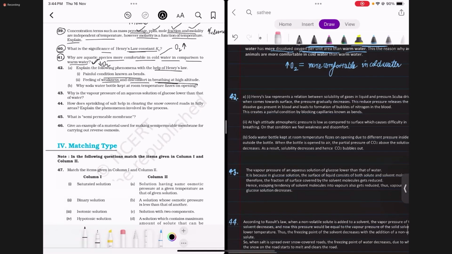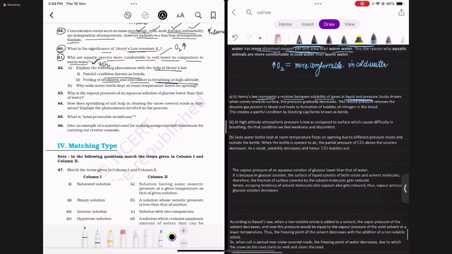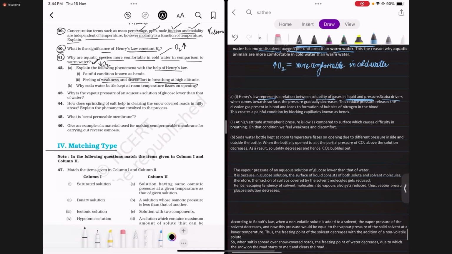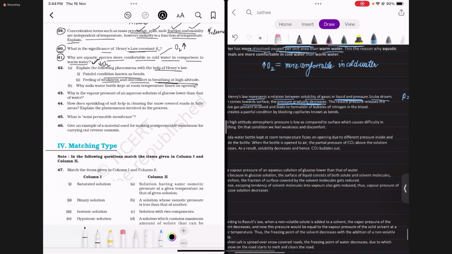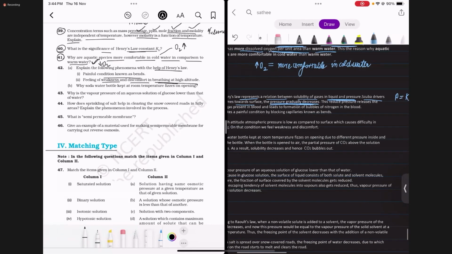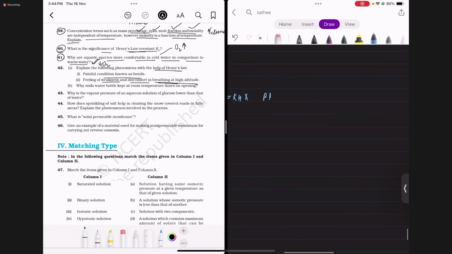So Henry's law is P is equal to KH into X. It represents a relation between solubility of gases in liquid and pressure. Scuba divers, when they come towards the surface, the pressure gradually decreases. तो जो हेनरीज लॉ है दैट इज अ रिलेशन बिटवीन प्रेशर एंड सॉलिबिलिटी ऑफ गैसेस. तो जैसे जैसे स्कूबा डाइवर्स सरफेस पे आते हैं तो प्रेशर ग्रेजुअली डिक्रीजेस.